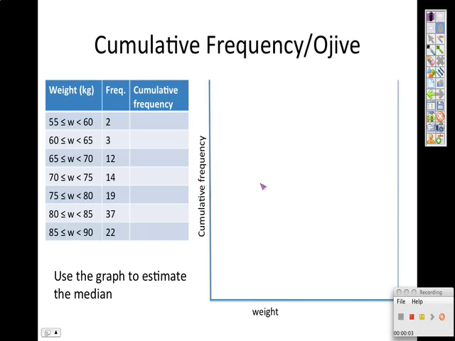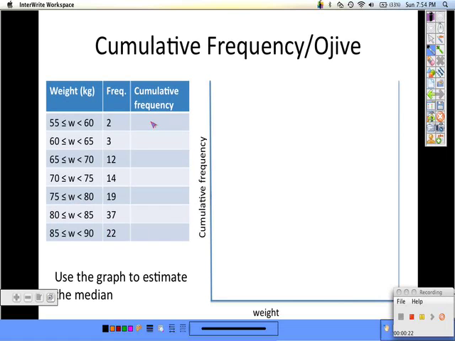Cumulative frequency and ogives are related to frequency tables. If I have this frequency table that's shown here, where the first class has 2 things, the second class has 3, and so on, the cumulative frequency for the first class would be 2. But because we're talking about cumulative frequency, the next class would be 5. This means that there are 5 items that are less than 65.